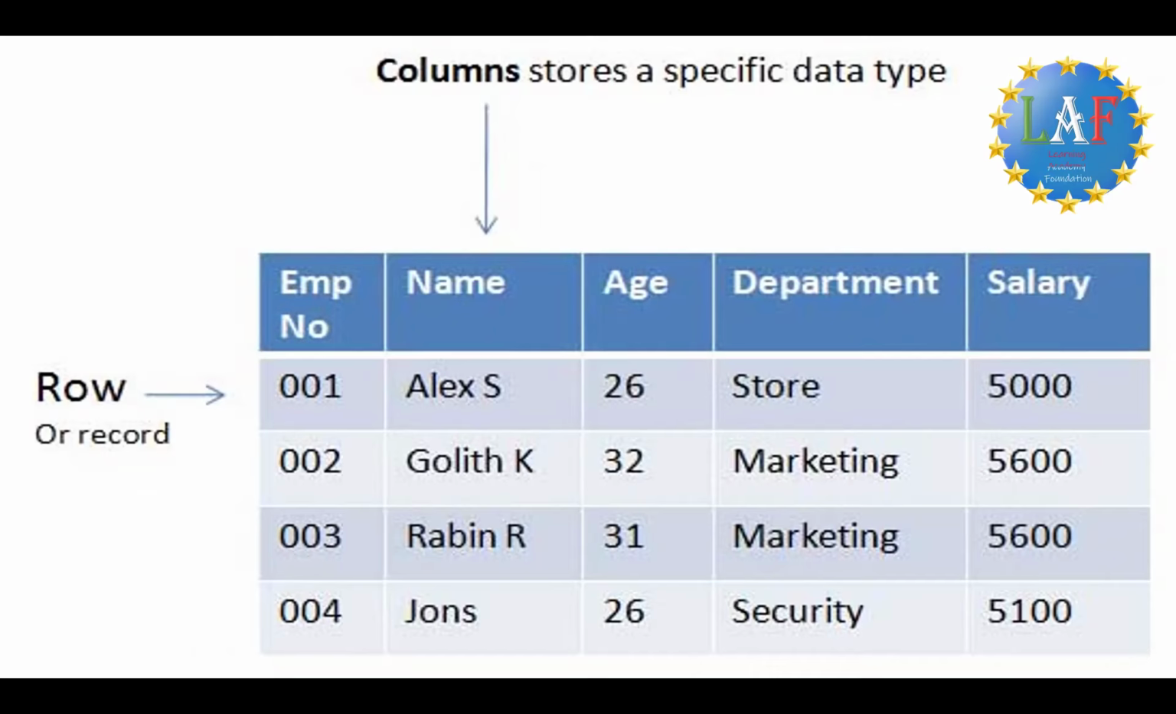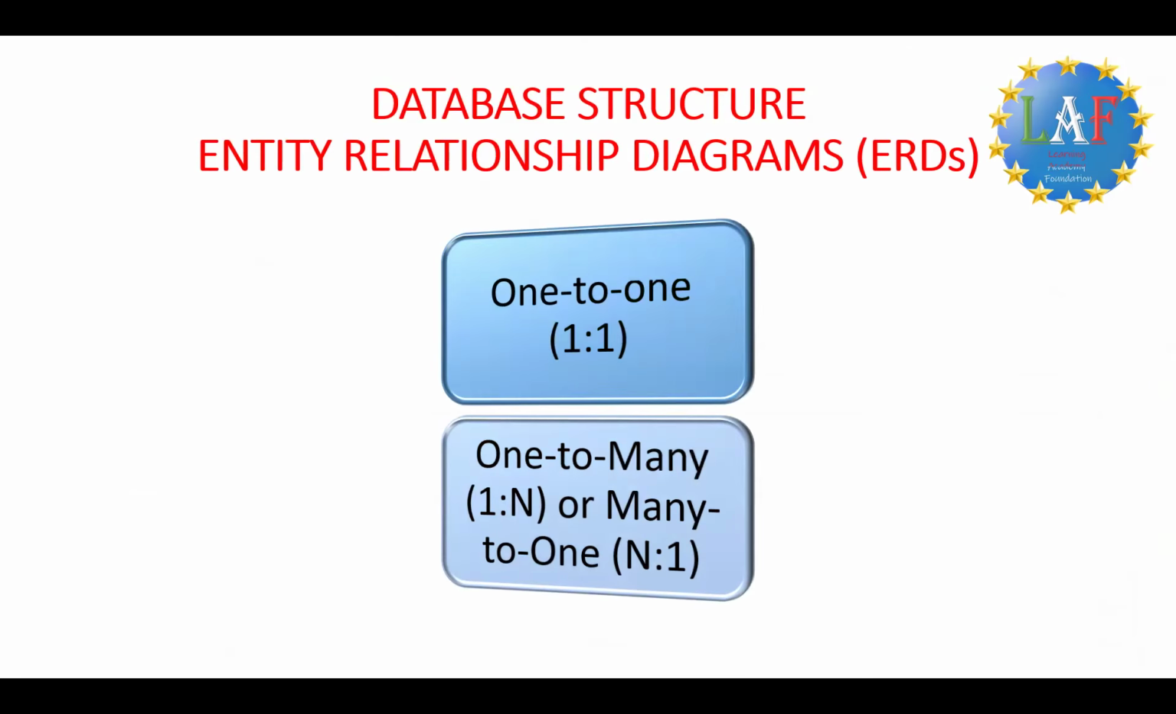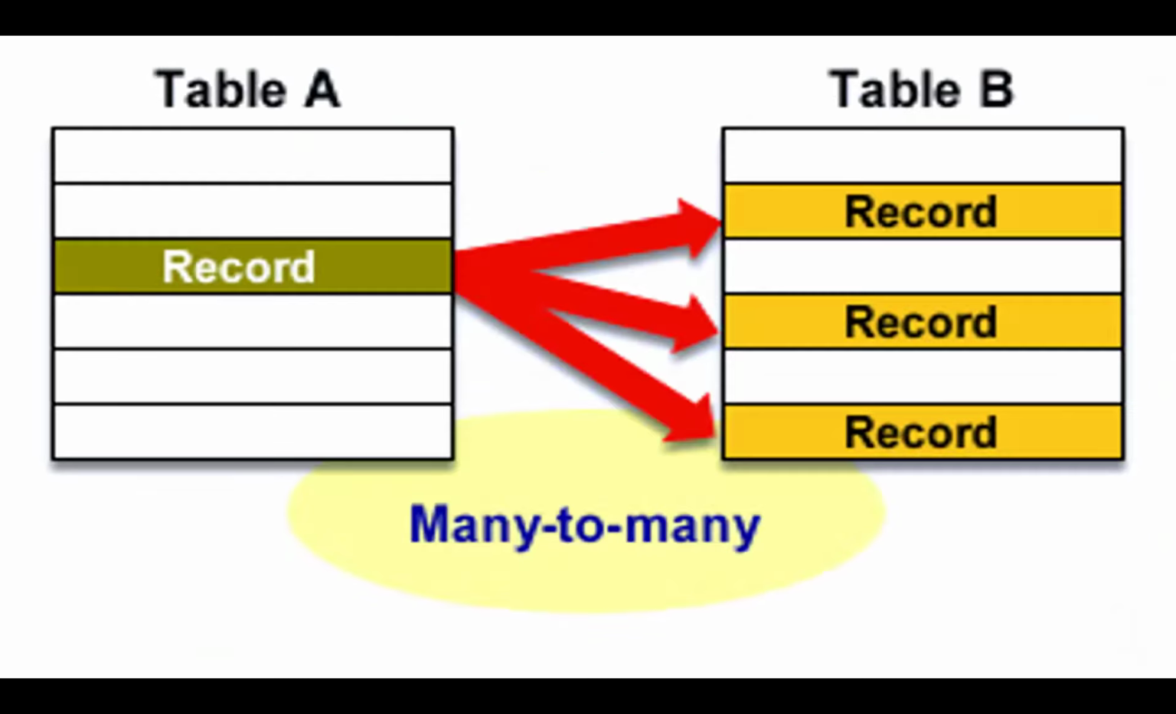And then, one to many or many to one. A single record in table A relates to many in table B. For example, one teacher teaches many students.